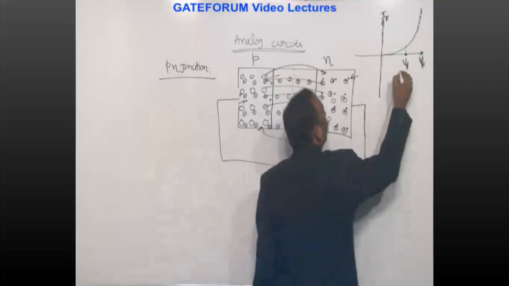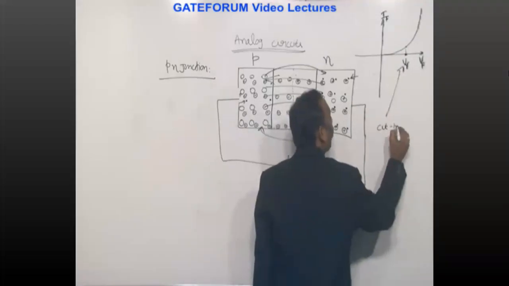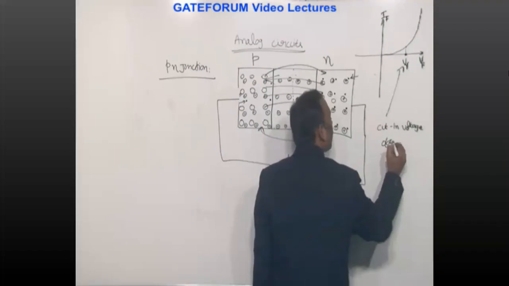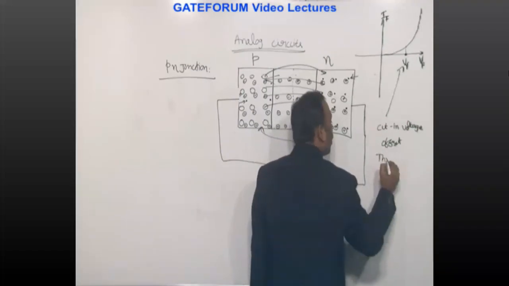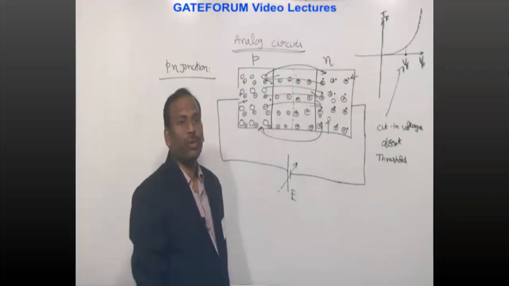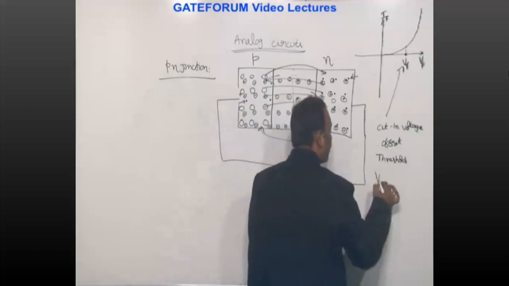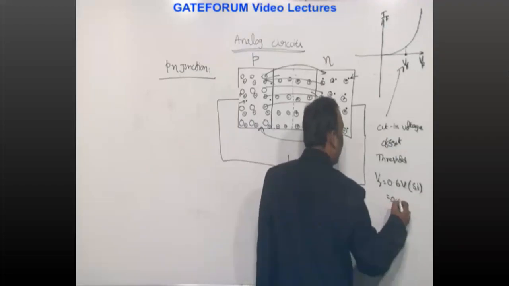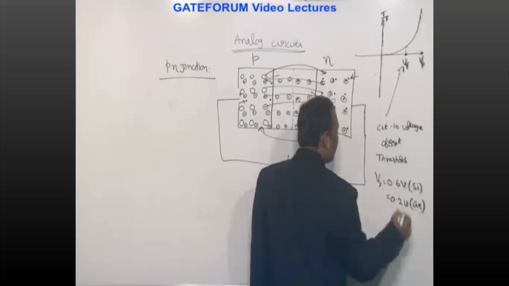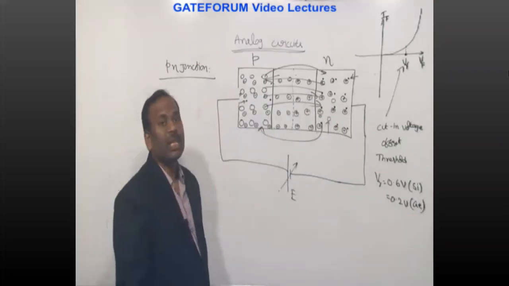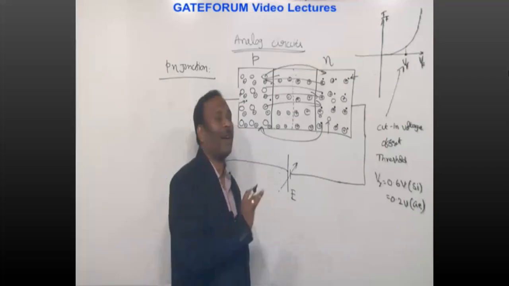This is called cut-in voltage, or offset voltage, or threshold voltage. Cut-in voltage, offset voltage, threshold voltage, and its value is 0.6 volts for silicon and 0.2 volts for germanium. V gamma, the cut-in voltage for silicon, is 0.6 volts, for germanium it is 0.2. This is under forward bias condition.